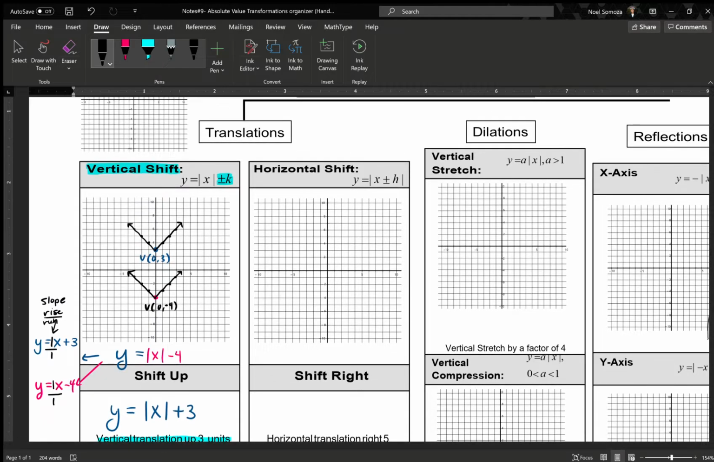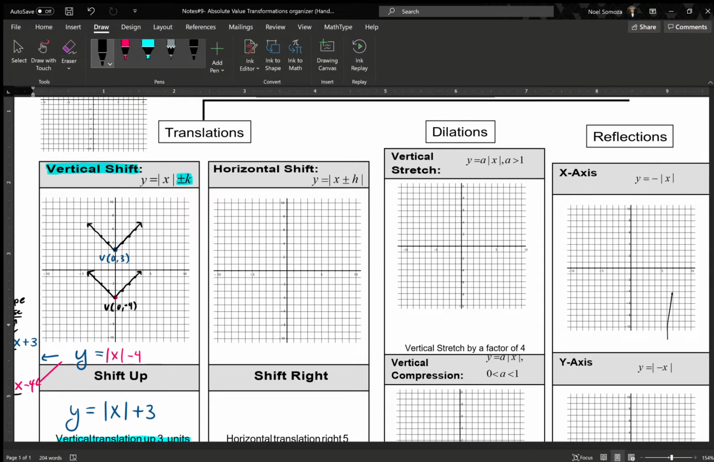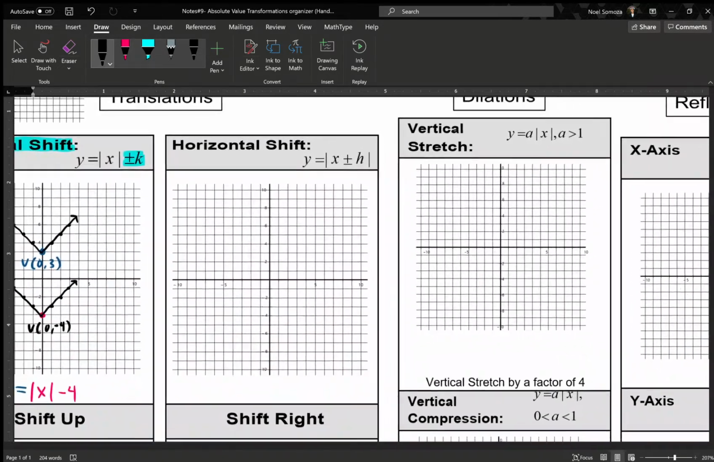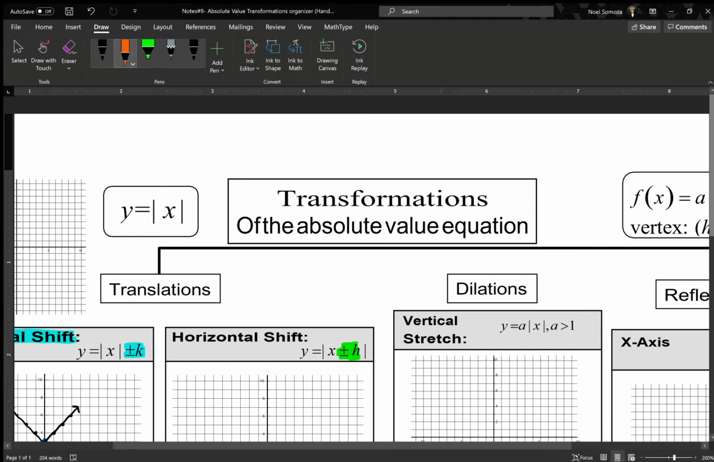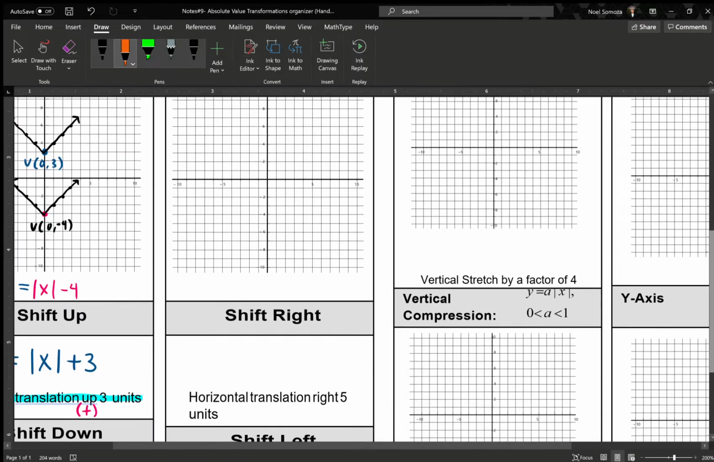Let's take a look now at the horizontal shift. The horizontal shift is slightly different because when you see a horizontal shift, notice that the change is happening not outside but inside. So I see right here, it's a plus h or a minus h, right? I have both options because I can shift to the right or to the left. In this case, if I want to graph the horizontal shift of an absolute value, first let's see what we're being asked to do.